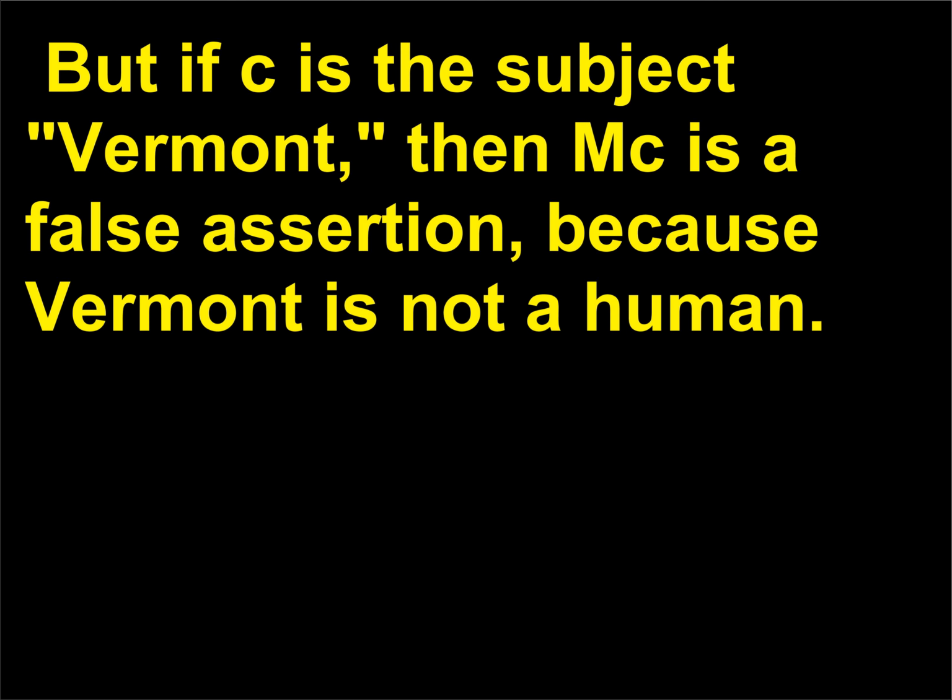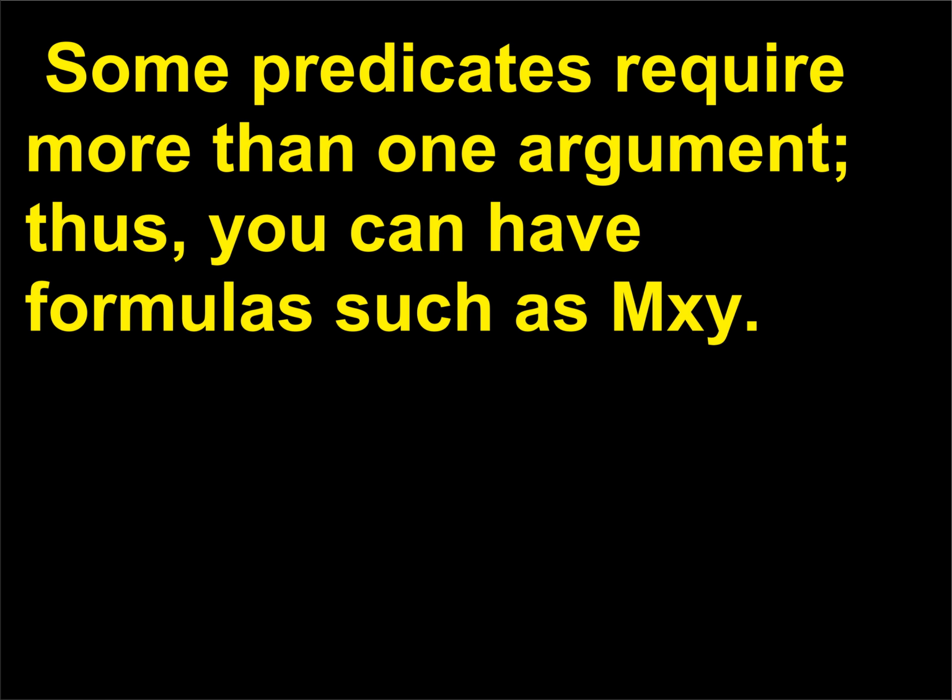But if C is the subject Vermont, then MC is a false assertion, because Vermont is not a human. Some predicates require more than one argument, thus, you can have formulas such as Mxy.